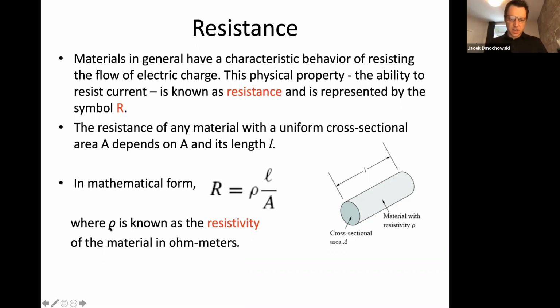And the units of rho, the resistivity, is in ohm meters. And you can see that because length is in meters, area is in meters squared. And so for you to get ohms on the left-hand side, you need rho to be in units of ohm meters.